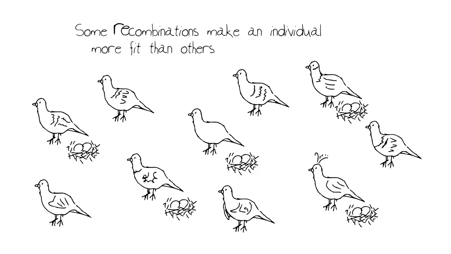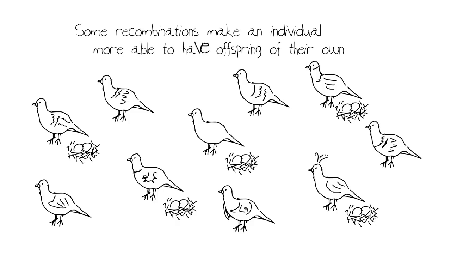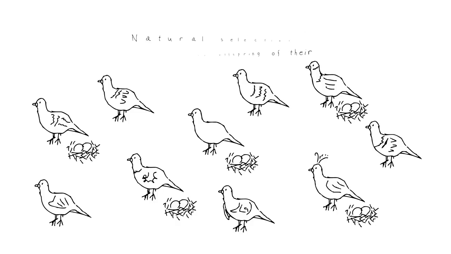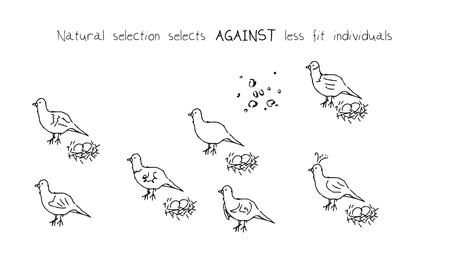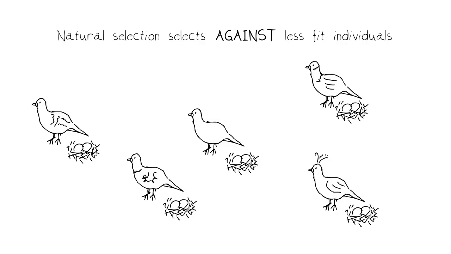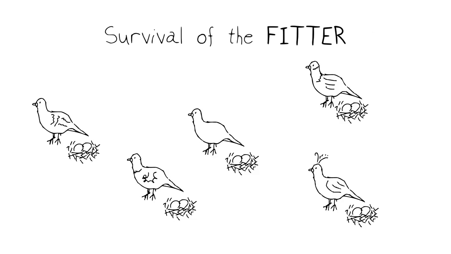And remember, it's those individual differences that are the focus of the selection process, because some of these recombinations are going to make an individual more fit than others, more able to survive, and more able to have offspring of their own. And that's where natural selection comes in, selecting against the non-viable and less fit individuals. Or on the flip side, selecting for the individuals that are more viable, more fit. That's the idea behind the survival of the fitter.